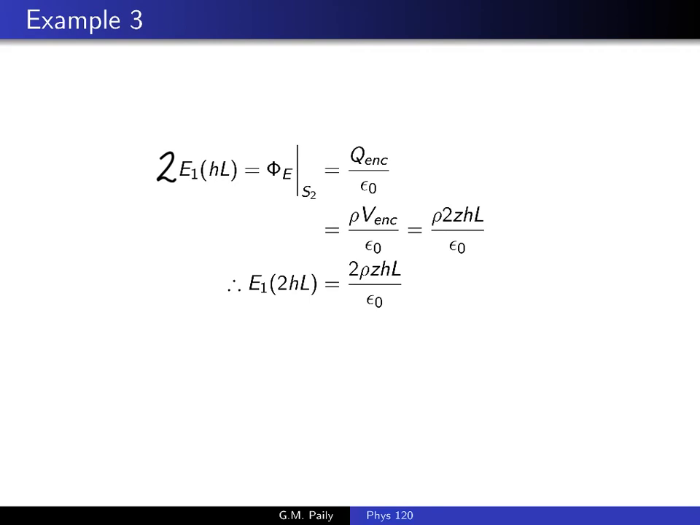And so equating both sides, we have E1 times 2hL is equal to 2ρz hL divided by epsilon naught. Solving for E1, we find that E1 is equal to ρz divided by epsilon naught. Once again, this is simply the magnitude, and by adding on the direction of the area vector, we recover the entire electric field at point P1, and we see that it is pointing in the positive z direction at point P1, and on the other side it would point in the negative z direction.